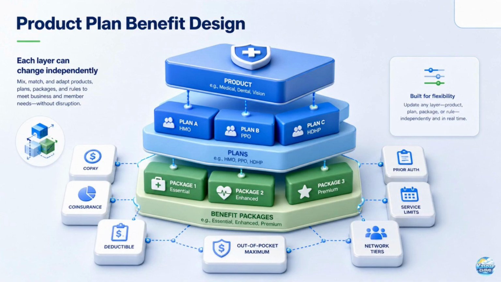The next domain is product, plan, and benefit design. A product represents the broad insurance offering, such as commercial medical, Medicare Advantage, Medicaid managed care, dental, vision, pharmacy, or exchange coverage. A plan represents a specific sellable option under that product. The plan connects to benefit packages, networks, premium rates, groups, and enrollment records. The benefit package defines what services are covered, and the benefit rule table defines details such as copay, coinsurance, deductible rules, out-of-pocket treatment, prior authorization requirements, service limits, and network tier behavior. This separation matters because products, plans, benefits, and networks often change independently.